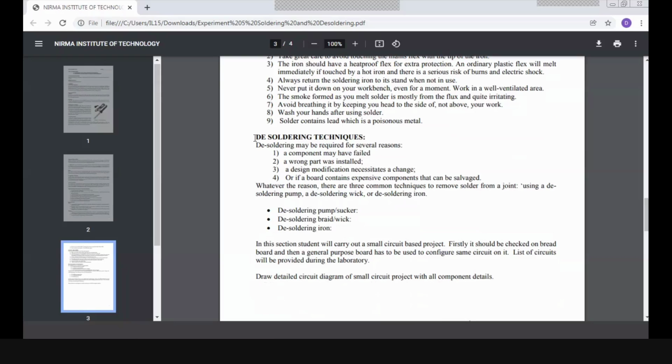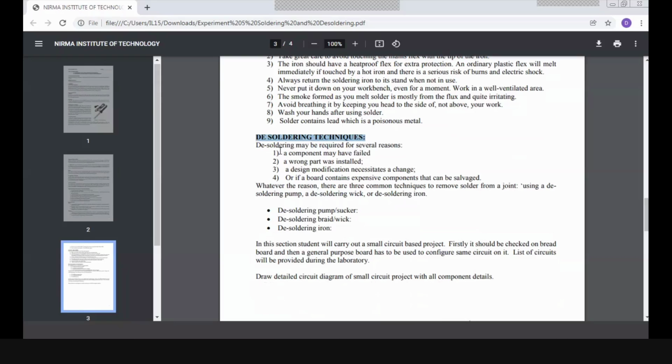Then come desoldering techniques. Why do we require desoldering techniques? Suppose you solder a component on a PCB and your component fails. Now you want to replace that component with a new component. So what do you need to do? You need to first desolder.